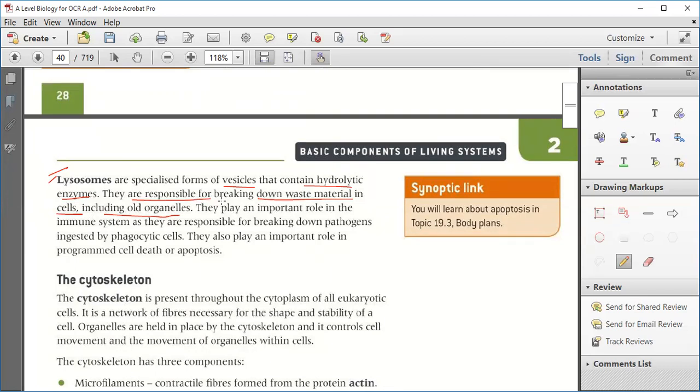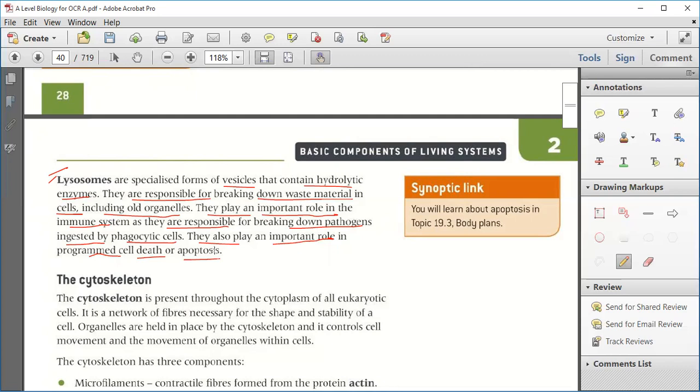Even the cell's own components can be digested in the lysosomes. So they play an important role in the immune system, as they are responsible for the breakdown of pathogens ingested by the cell. Whatever the pathogens are, the disease-causing agents. They also play an important role in programmed cell death, or apoptosis. So if cell death is there, then these lysosomes help in that.